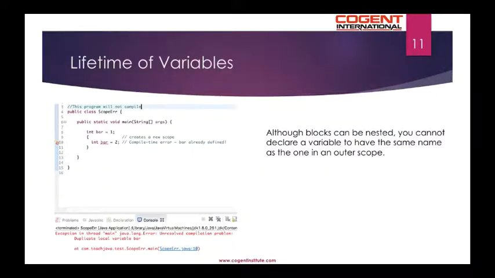Although blocks can be nested, you cannot declare a variable to have the same name as the one in an outer scope. So in this example, bar of type int is declared in the main method, and there is a block. This is an unnamed block which tries to declare a variable bar of the same type int. Hence, the compiler will complain that the bar is already defined in the outer scope.